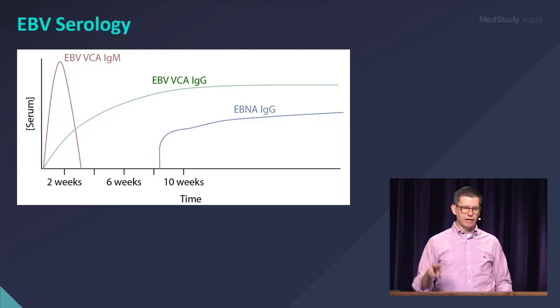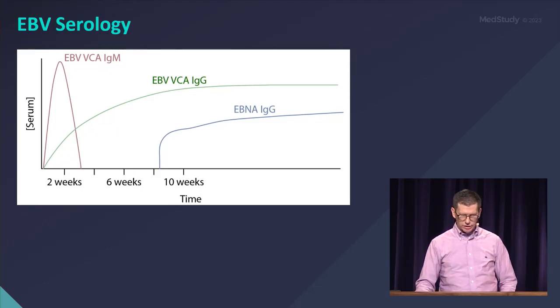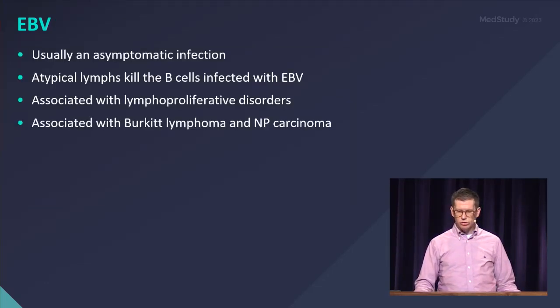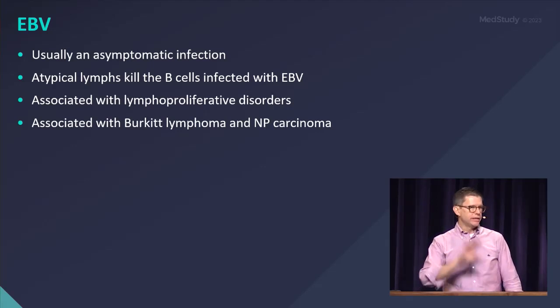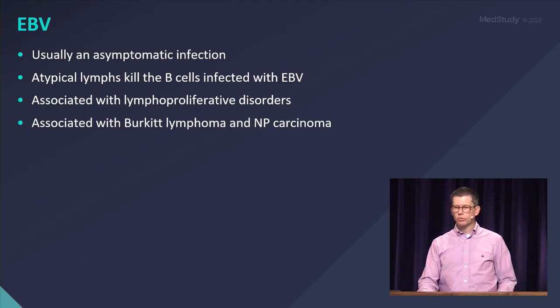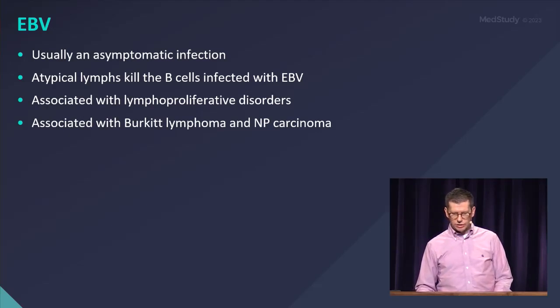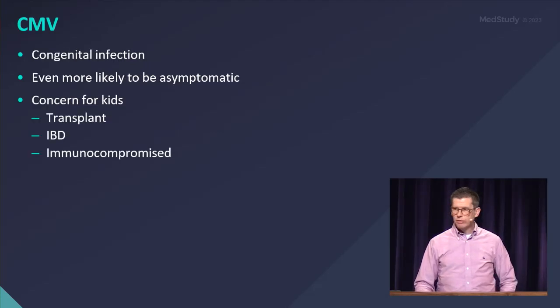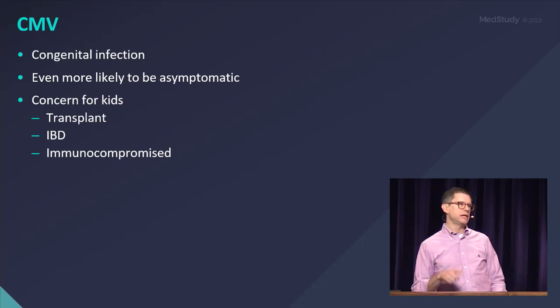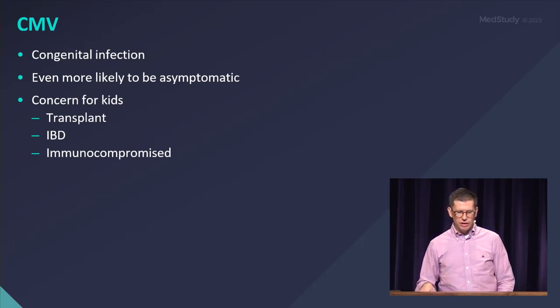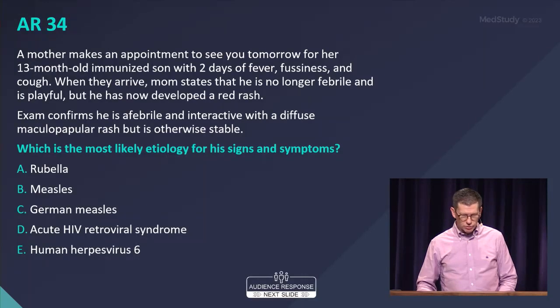So just think about EBV and CMV can both cause mono-like illness. EBV is usually asymptomatic. In young kids, it's going to look like a cold, and in teenagers, it's unfortunately going to be something like mono. It's associated with lymphoproliferative disorders, in particular in folks who are on immunosuppressive drugs, and there is an association with lymphoma and nasopharyngeal carcinoma. CMV, we are talking about congenital infection. CMV is actually more likely to be asymptomatic than EBV, but we do get concerned about it in kids who are severely immunocompromised.